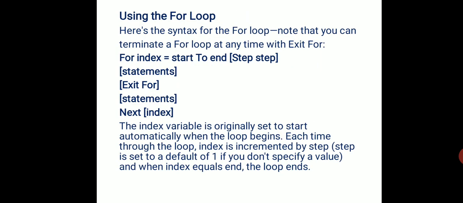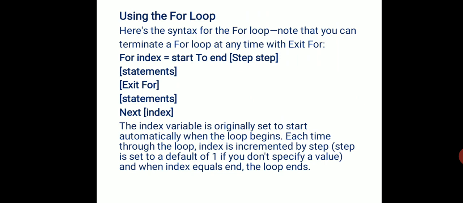Next is the For loop. The syntax is, and you can terminate a For loop at any time with Exit For. The syntax is For index = start To end Step, statements, Exit For statements, Next index. The index variable is originally set to start automatically when the loop begins. Each time through the loop, the index is incremented by step.